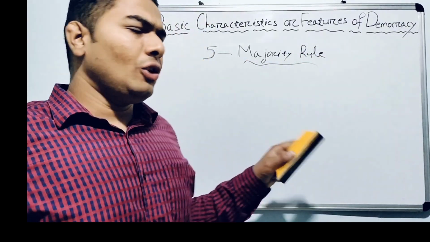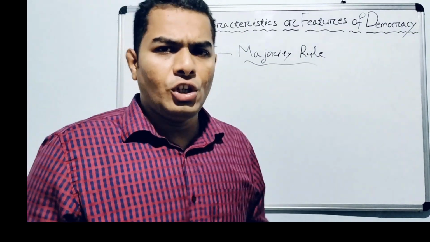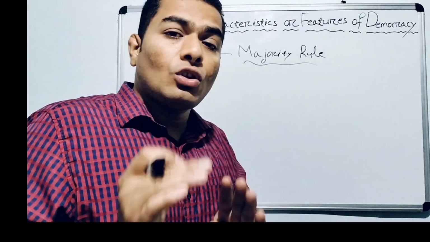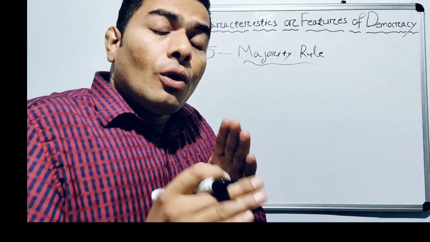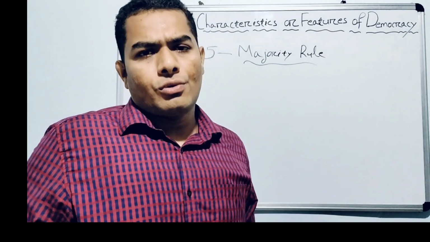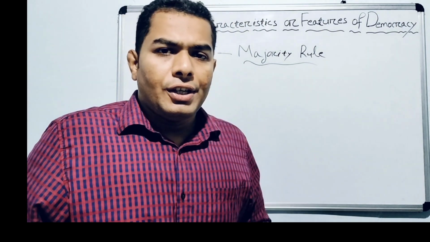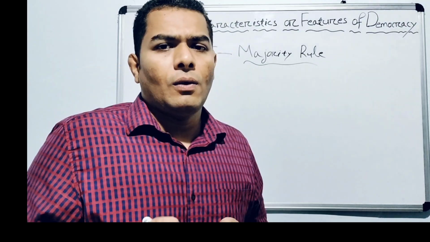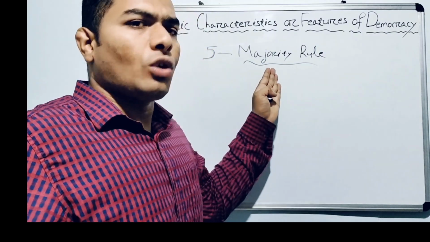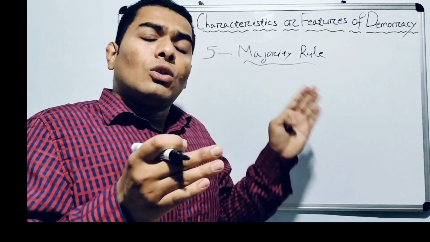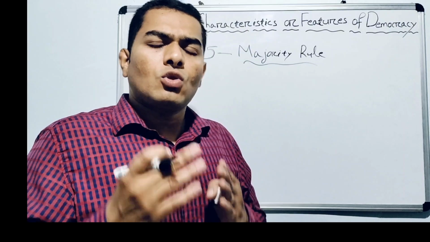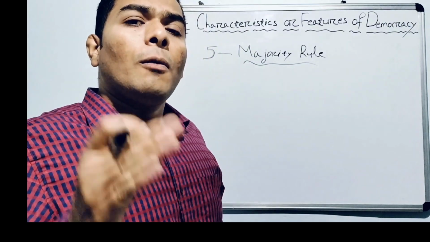So majority rule is also another feature of democracy. What is majority rule? Majority rule means that in a democracy, everything happens on the basis of the majority. In elections, all the adult people give their vote and choose their representatives. Those representatives who get the majority vote of the people will be elected and become the winner. And the political party that gets the majority vote or support of the people will form the government.